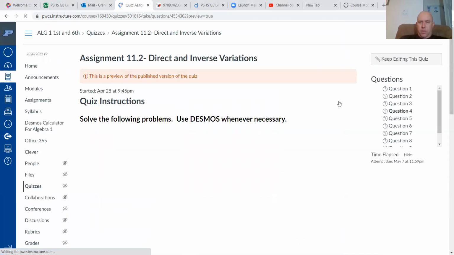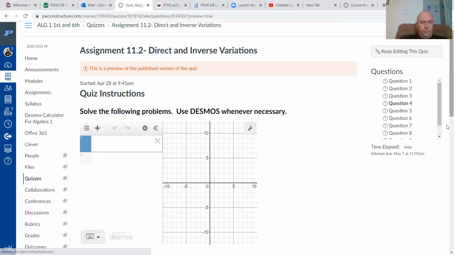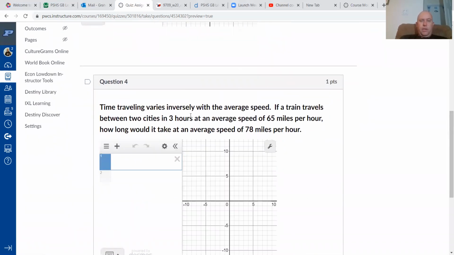All right, moving on to my question 4. Time traveling varies inversely. So we know for inversely, we multiply these two numbers together. So 3 times 65, work out what that is, and then figure out which number when you multiply it by 78 gives you that same answer. So 3 times 65 is 195. So we want to know what number multiplied by 78 would give you 195.